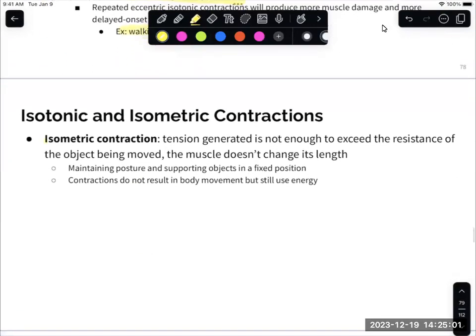And then we have isometric. The best way to think about isometric is you're holding a book out in front of you for somebody to take out of your hand. So your muscles are generating a force to be able to hold that book out, but they're not changing length. So isometric means they're not changing that length.